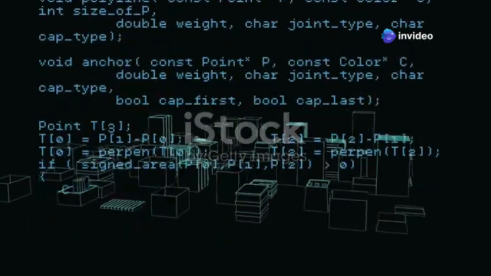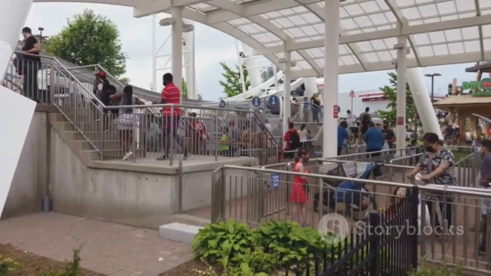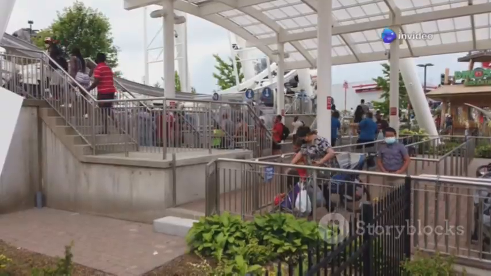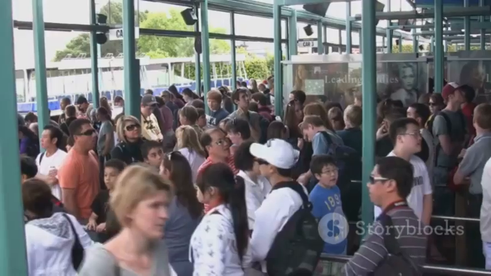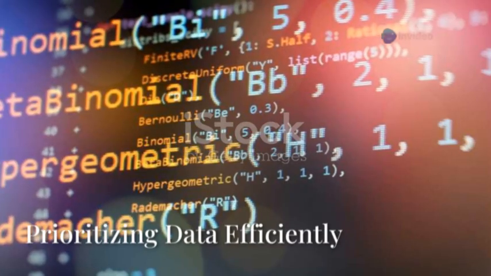Queues, first in, first out, FIFO, explained. Now let's queue up for queues. Think of this like a line at a theme park. The first person in line gets to ride first, that's FIFO. First in, first out. Queues are essential for managing tasks in the right order. We'll cover the two main operations: enqueue, which is like joining the back of the line, and dequeue, which is like reaching the front and exiting the queue.